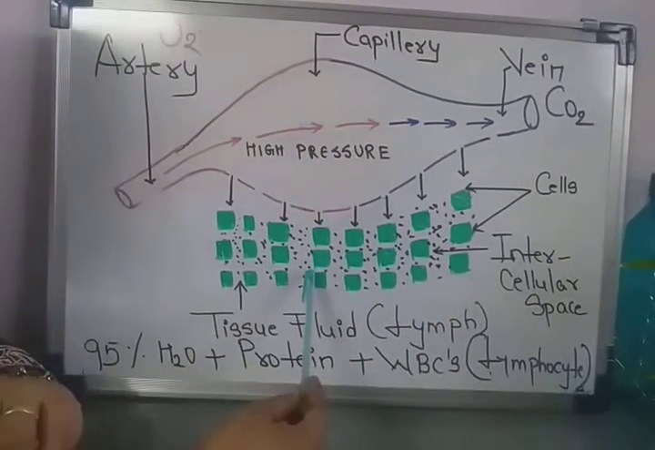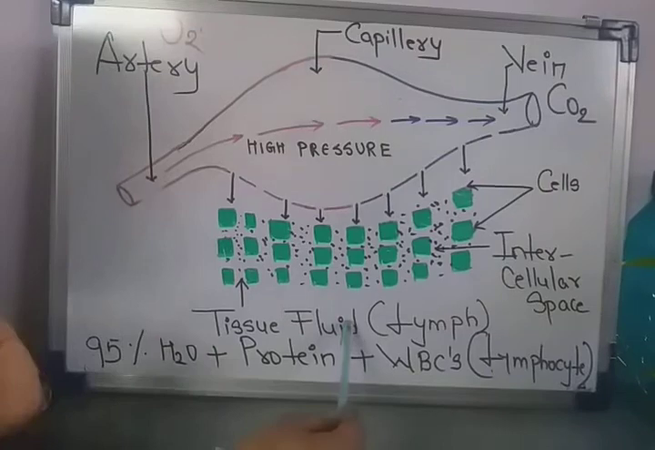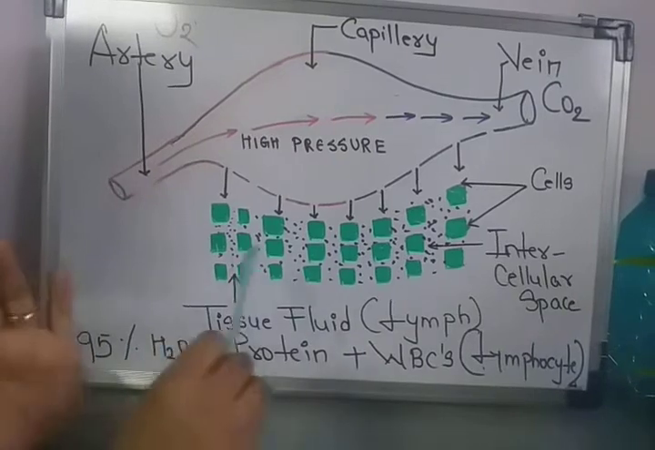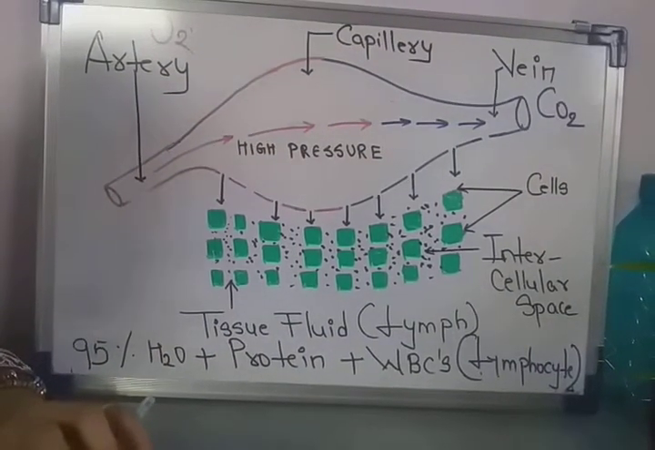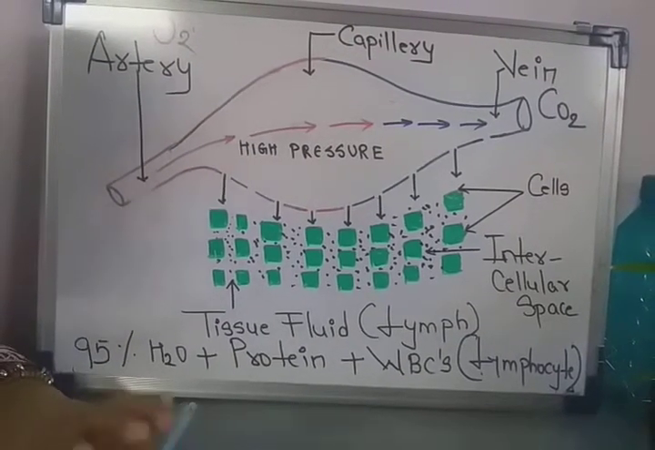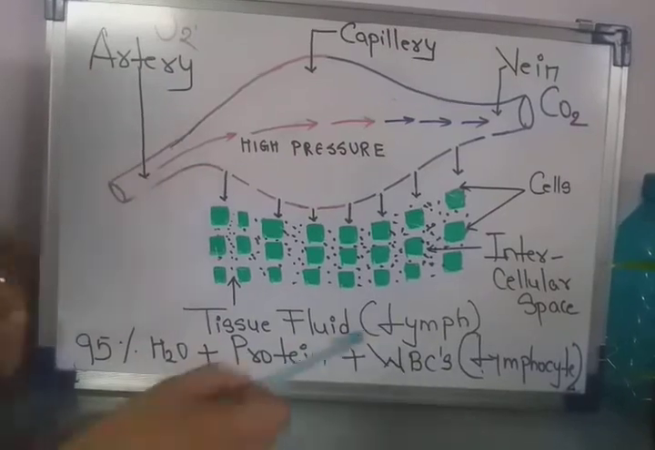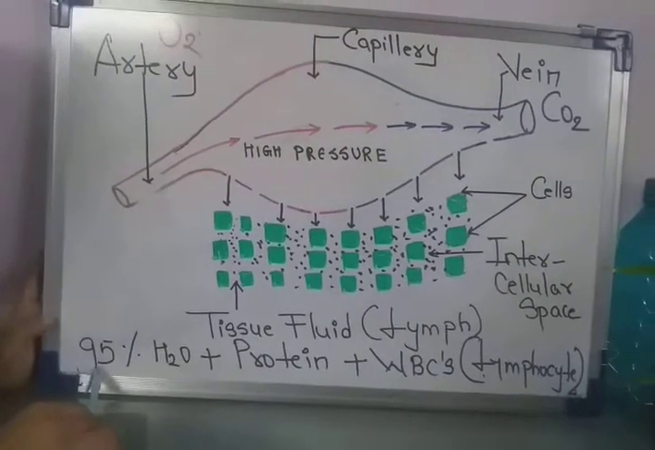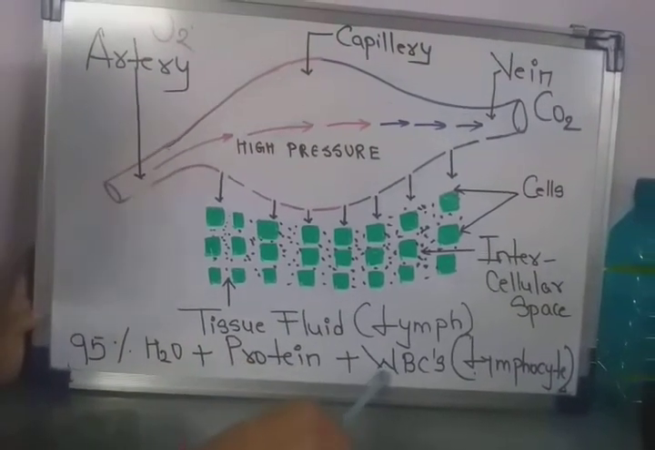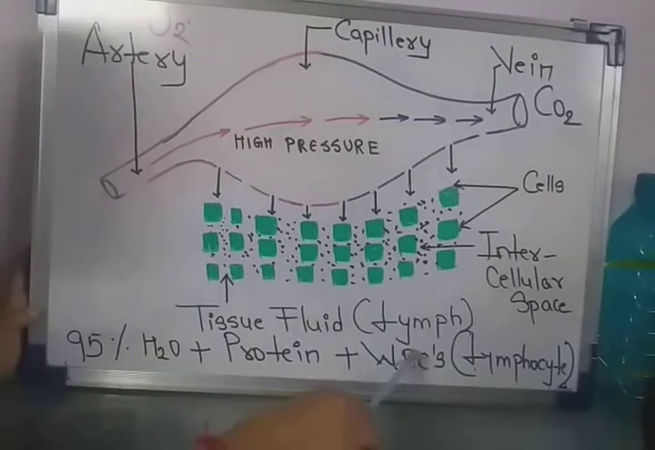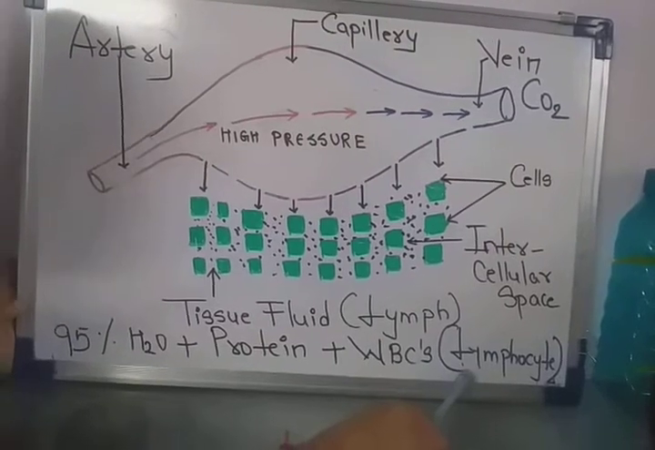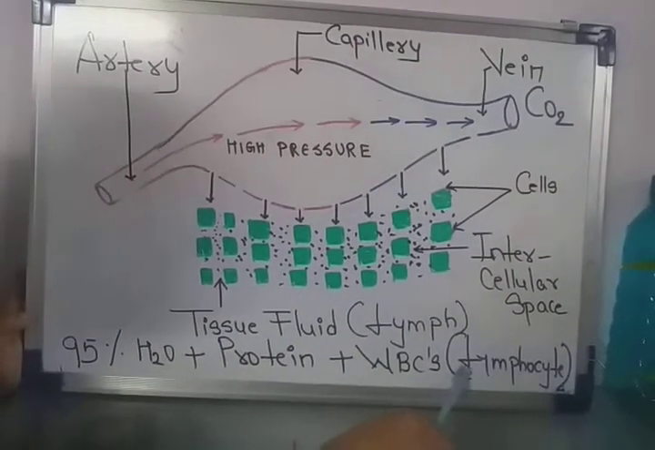So this is also called tissue fluid, or simply the lymph. Lymph is similar to blood plasma. Blood plasma has blood constituents along with some proteins. But here the situation is different. It is similar to blood plasma, but it has 95% of water and very little protein, and some blood cells, specifically the white blood cells, more specifically the lymphocytes, which are responsible for giving immune response to the body.